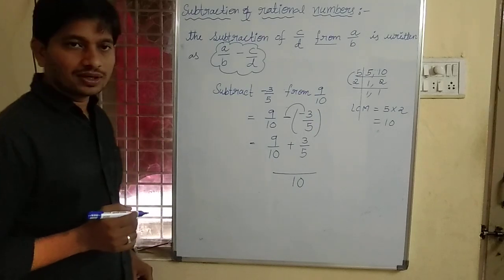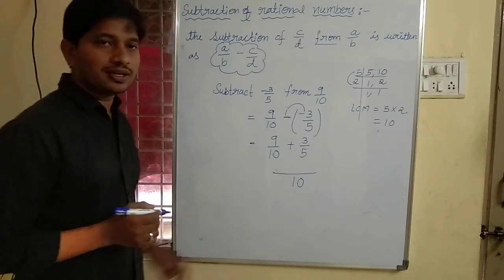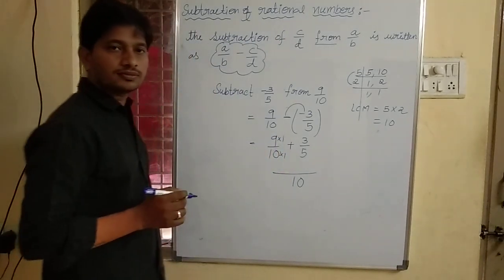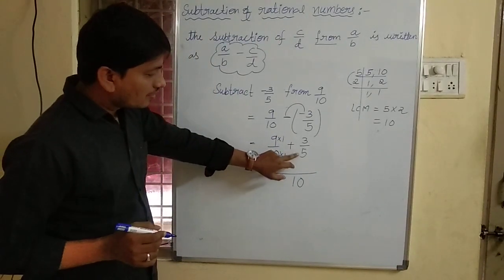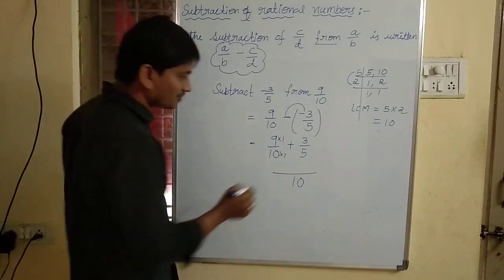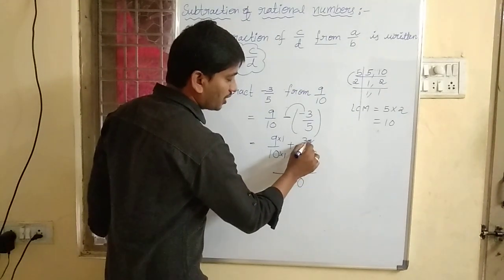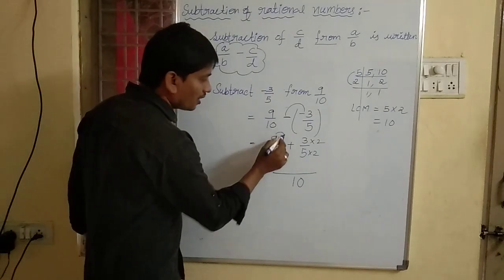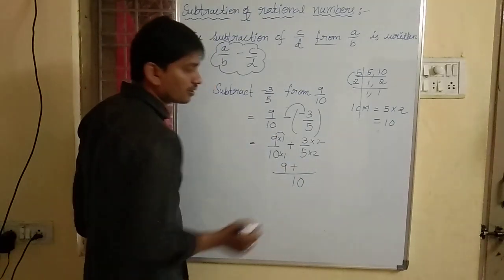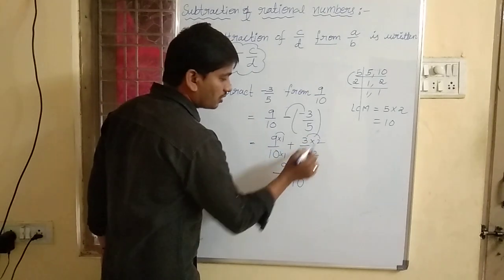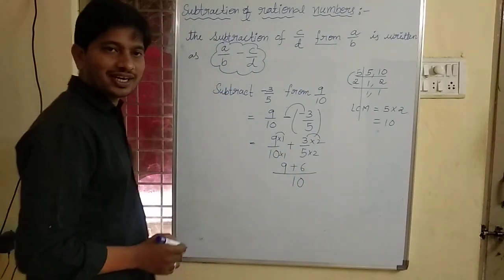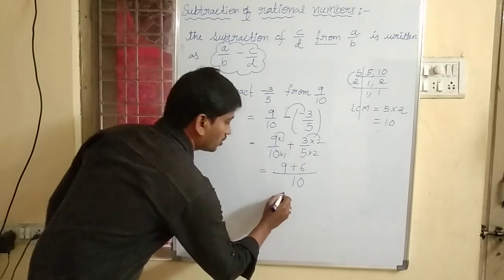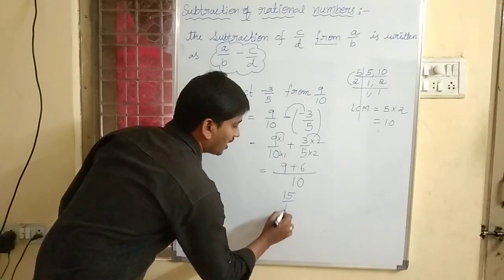In the 10 table, 10 ones are 10, into 1 into 1. In the 5 table, 5 twos are 10, into 2 into 2. So 9 table, 9 ones are 9. 3 table, 3 twos are 6, right? 9 plus 6 is equal to 15 by 10.